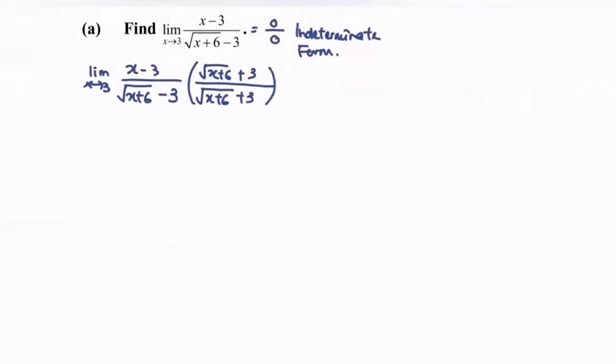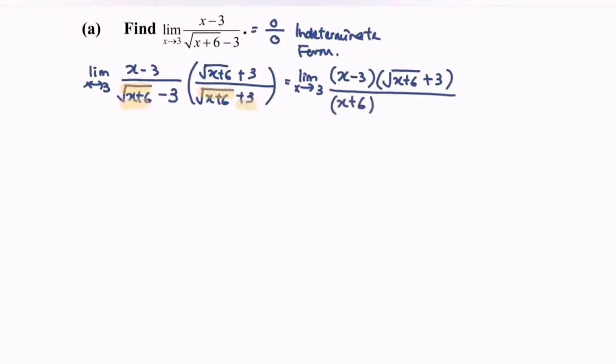So in here, the limit when x approaching 3 for the function x minus 3 bracket multiply with the square root of x plus 6 plus with 3 over, if we expand the situation, we will have x plus 6 bracket. Next, we are going to expand this part, multiply with the 3. So we will have 3 square root of x plus 6. Next, minus 3 square root of x plus 6. Finally, minus 9. Next, what we have to do is to simplify the situation.